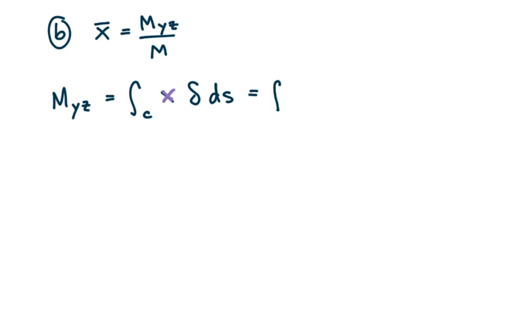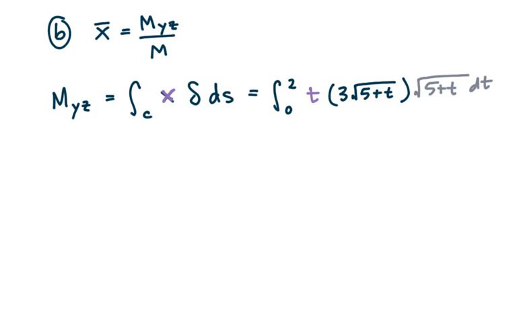So this is going to give me the integral from 0 to 2. I have t, then times my density function, 3 square root of 5 plus t, times ds, which is the square root of 5 plus t dt.